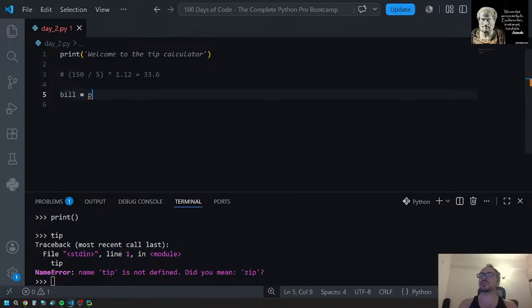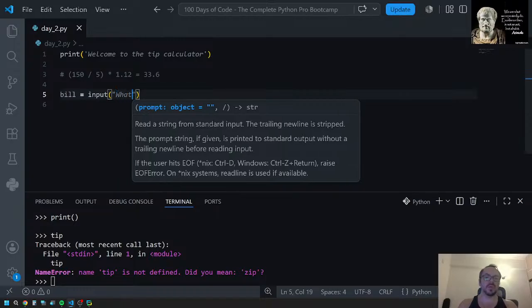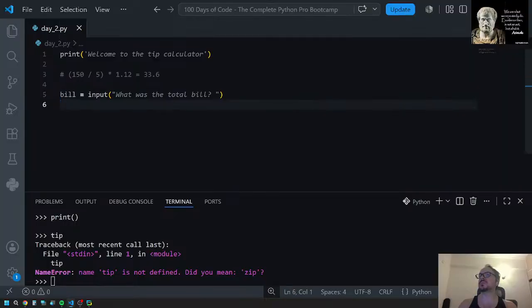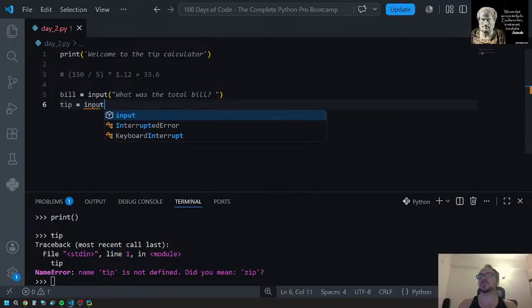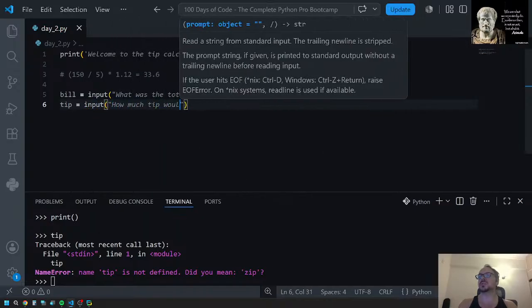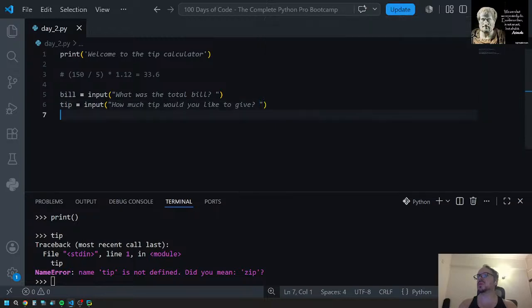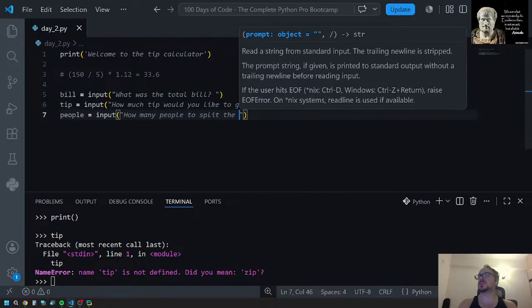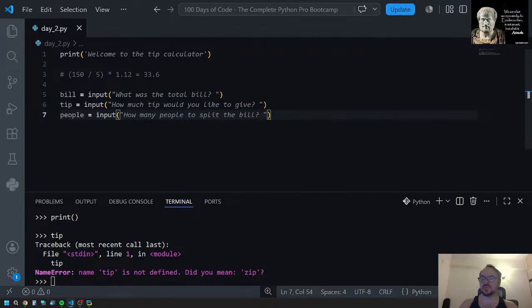So bill. So input, right? What was the total bill? And how much tip would you like to give, right? So tip. How much tip would you like to give? And then how many people to split the bill, right? People. How many people to split the bill? And these are the 3 numbers we're going to need.